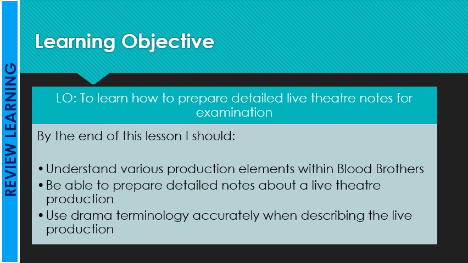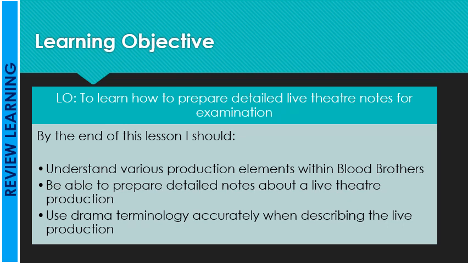So at the end of the lesson, hopefully you've managed to finish off those tasks that I asked you to do. Any problems, you can message me and ask me any questions that I will try to help you with. So you had a learning objective, which was to learn how to prepare detailed live theatre notes for an examination. By the end of this lesson, you should have understood how various production elements work within Blood Brothers. So we spoke about the production elements at the beginning and what all of the production elements are that make up that show.